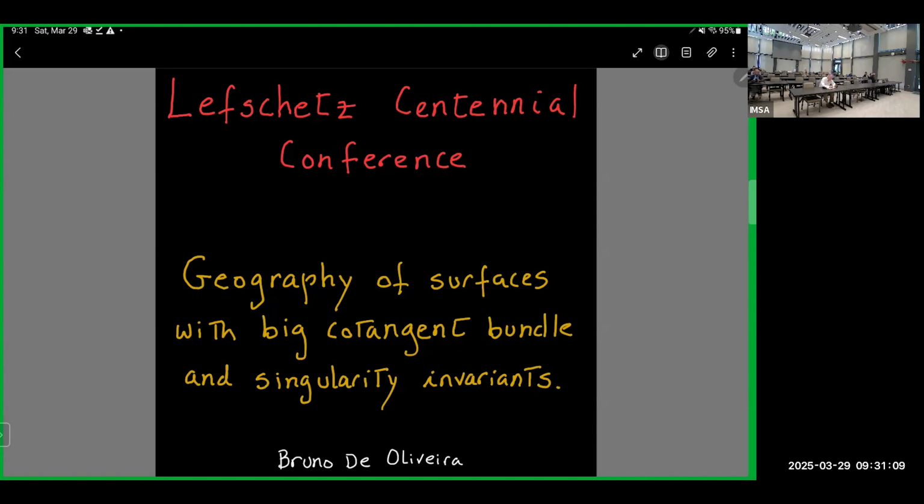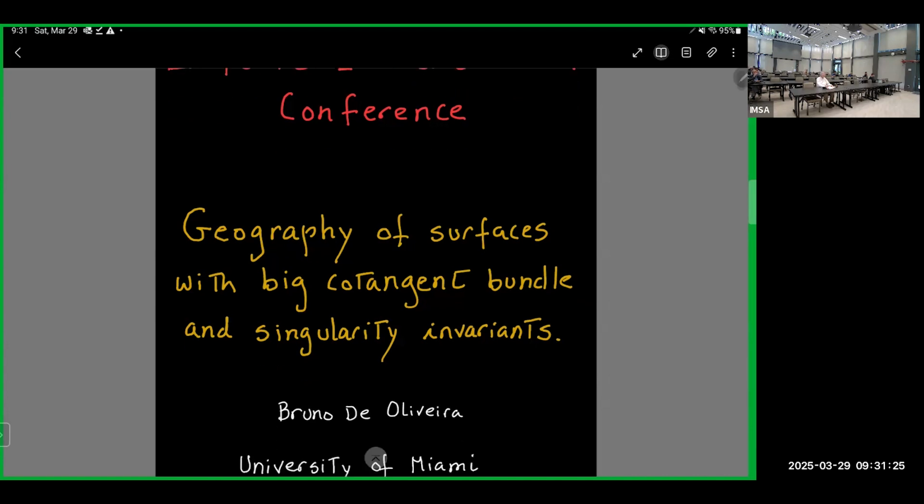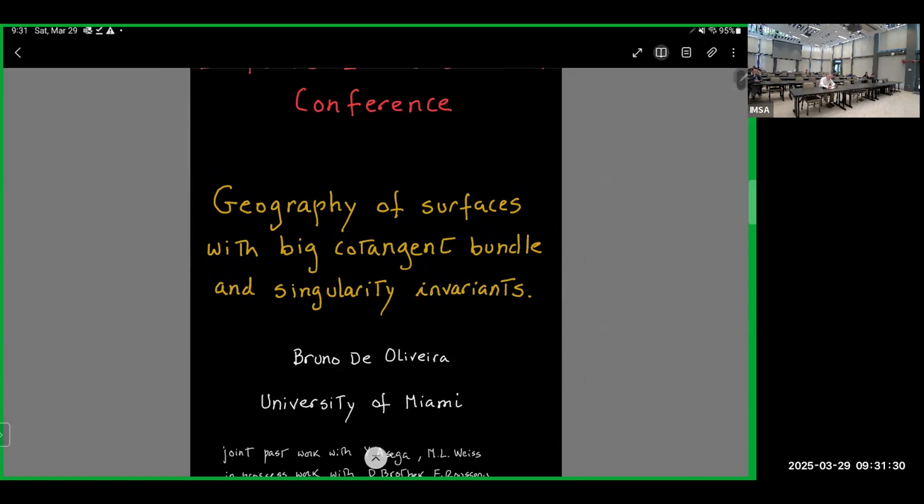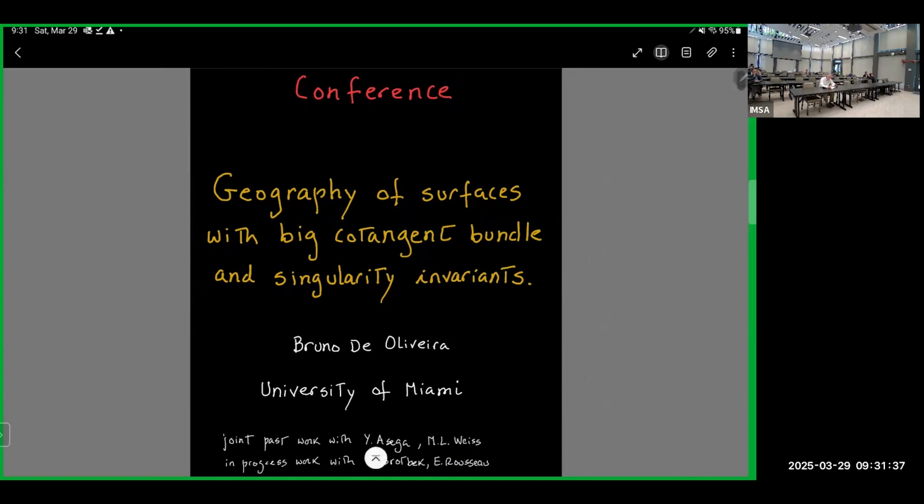This talk is about the geography of surfaces with big cotangent bundles. So there are surfaces of general type, and the role played in understanding bigness by singularities. This is work of myself and of two of my past graduate students, Johannes Lasega and Michael Luis Weiss, and it's work in progress with Damien Broadbeck and Urban Russo.